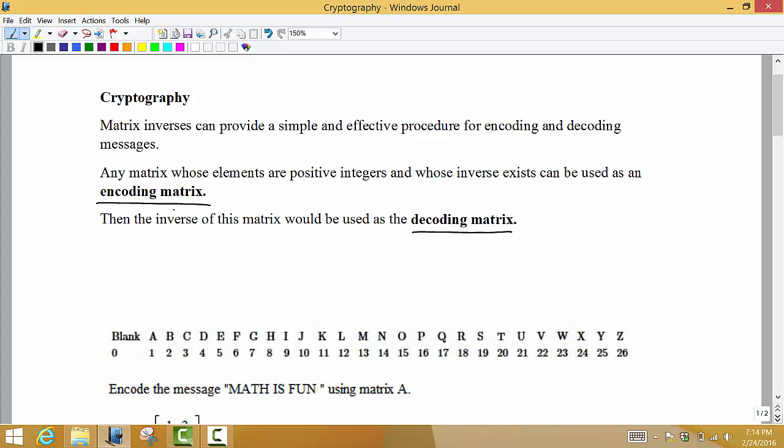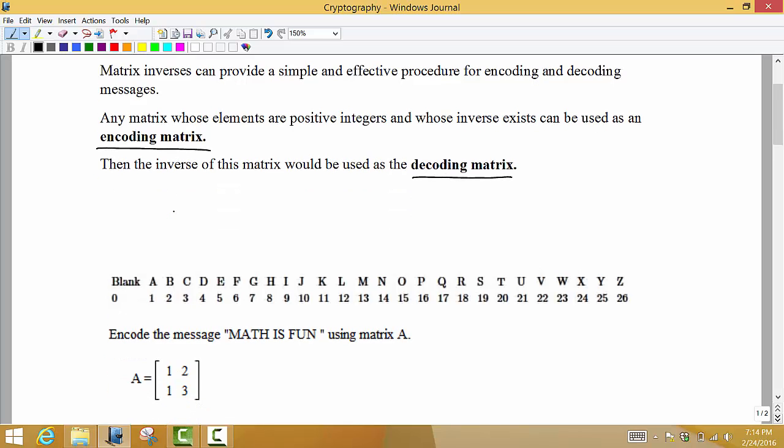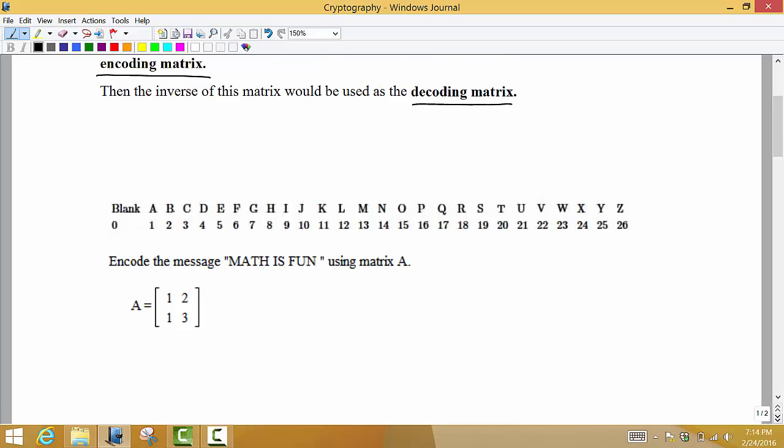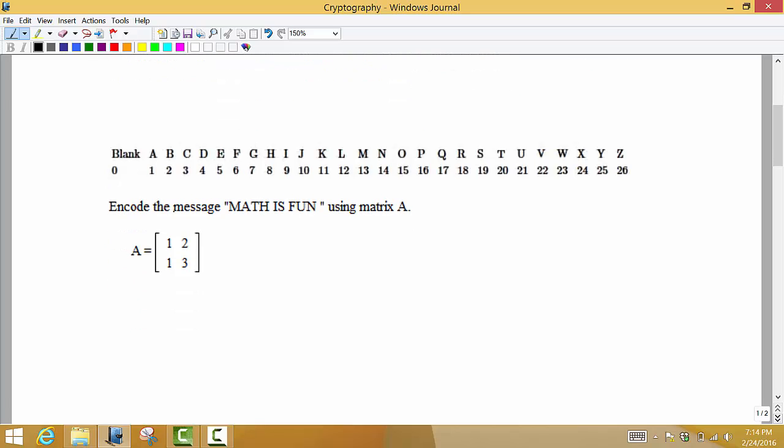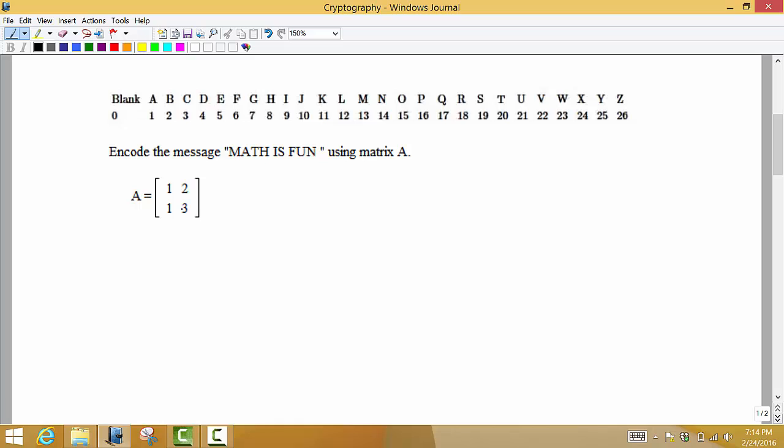Okay, so first of all, we're going to use this numbering for letters as a guide. I'm going to use 0 for blanks, and then of course the letters are going to be numbered 1 through 26. So what we want to do is encode the message "math is fun." And this is our encoding matrix.